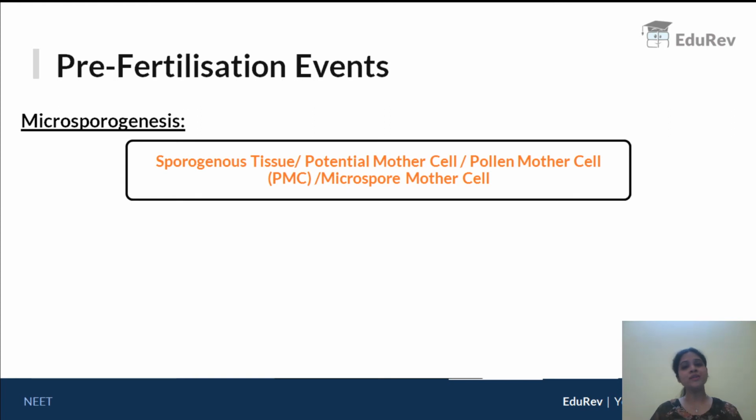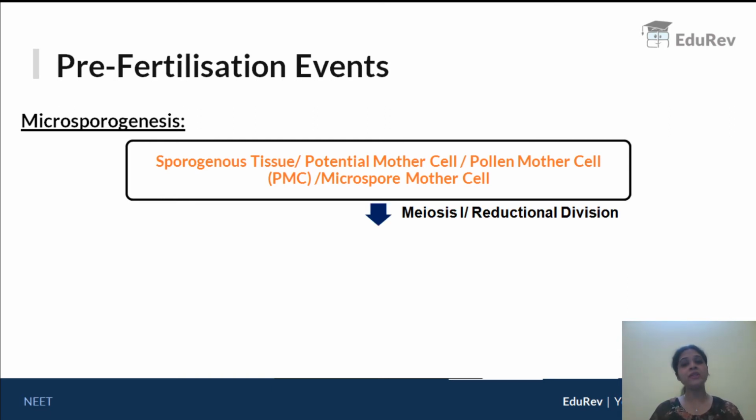So microsporogenesis starts off with a tissue called the sporogenous tissue. But every cell of the sporogenous tissue, now mark my words here, is capable of forming a microspore, or capable of undergoing microsporogenesis. So every cell has the potential to form microspores. Therefore, another name for sporogenous tissue is potential mother cells, or in other words, PMC. But this word PMC can also stand for pollen mother cell. So two ways. And you can also call it the microspore mother cell.